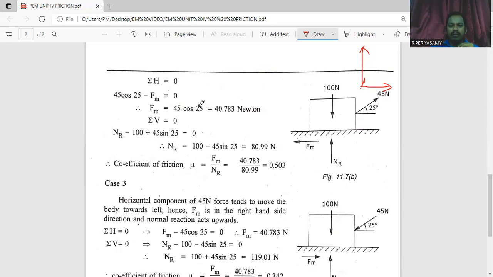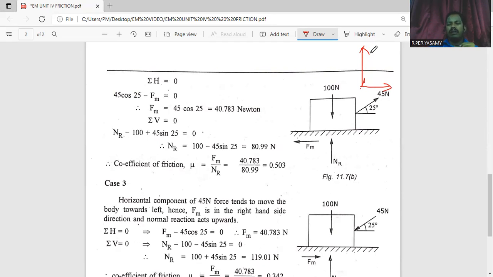Finally we simplify these values. Fm is equal to 40.783 Newton. Next, we consider the sum of vertical components equal to 0. Here there are three vertical components: 100 Newton in the downward direction, NR in the upward direction, and 45 sin 25 degrees.